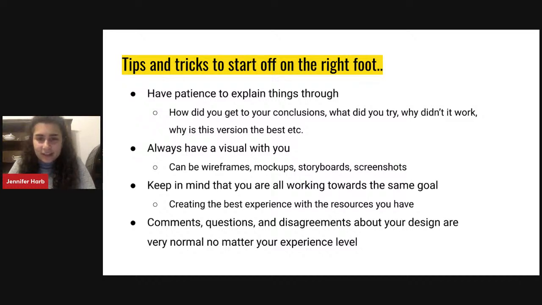Yeah, so where was I? Yes, you need to have patience to explain your process. So how did you get to your conclusion? What did you try? What didn't work? Why is the version you're showing them the best version?